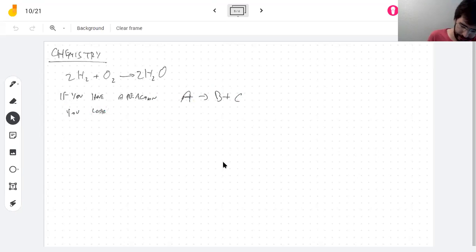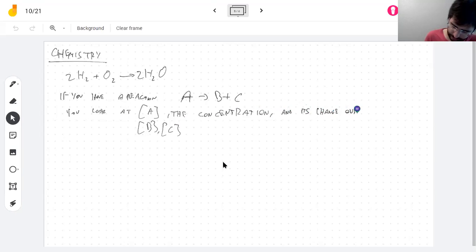You look at the concentration. A, B, or C, the concentration of something, probably measured in moles per liter or something like that. Molars. And it's changed over time. So what is that going to be? So the thing is, the concentration is a function of time, because as time changes, I get different concentrations.